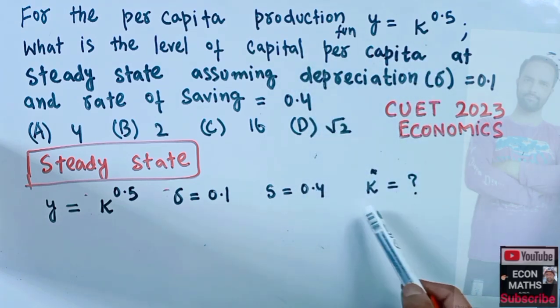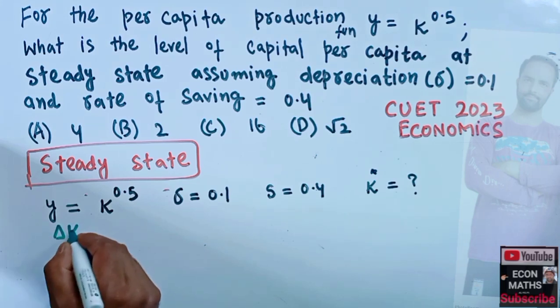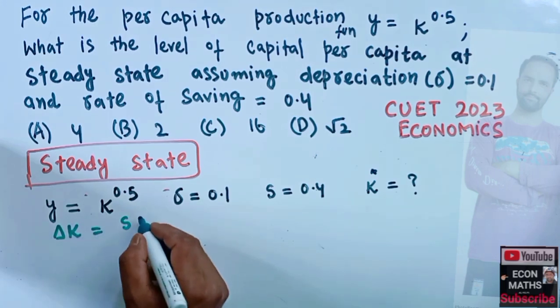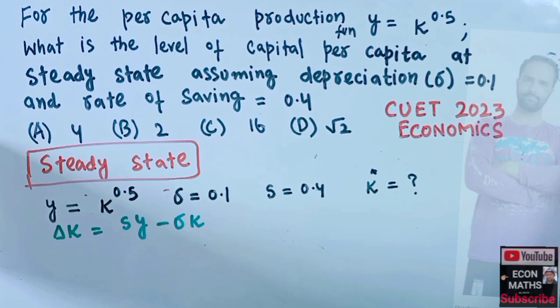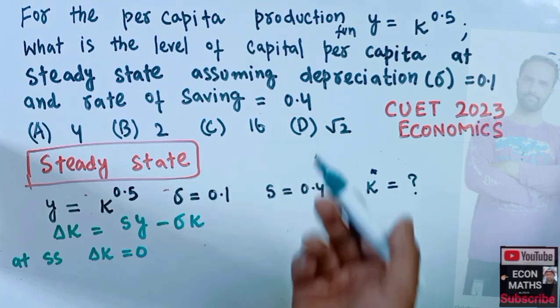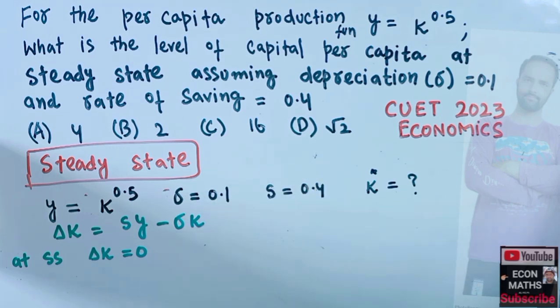That means the steady state level of capital per worker. The fundamental equation of the Solow model, we know, is given by: change in capital stock is equal to savings times the output per worker minus depreciation times the capital per worker. Now at steady state, what happens? This change in capital stock is equal to 0. Whatever investment is being done goes into the depreciation, so no capital stock is added at the steady state.